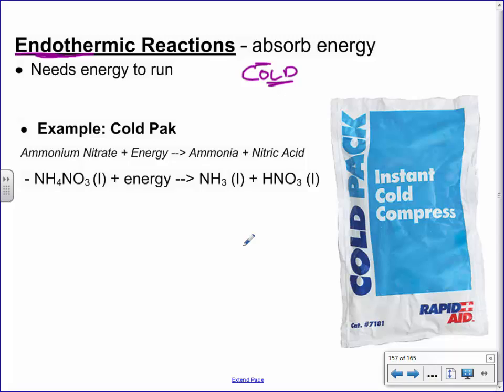Exothermic things give off heat. They release heat to the environment because they are warm. Endothermic things, they're cold. But since I just told you that cold's not really a thing, what really happens here is a cold pack actually absorbs your heat. When you put a cold pack on your knee, it's absorbing the heat out of your knee, and then you feel cold because you are losing heat.